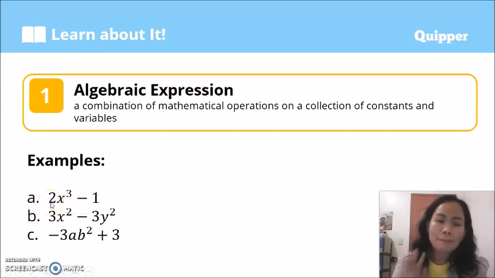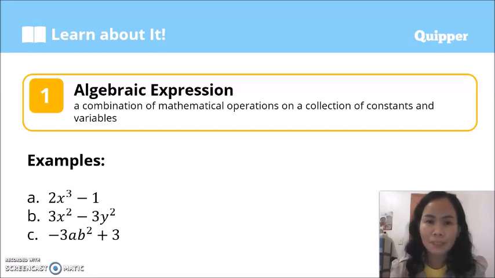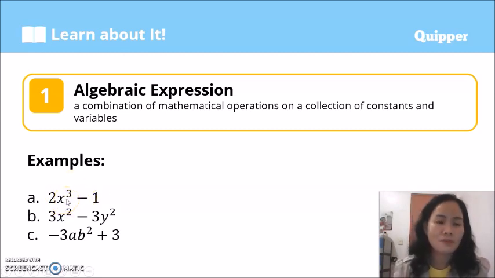Kapag may number at saka may letter na nagkatabi, ang mathematical operation involved dyan ay multiplication. Okay, again, number at saka letter nagkatabi, ibig sabihin multiplication. Or dalawang letters magkatabi, multiplication din yan. Okay? So, in this case, 2x cubed, so 2 times x cubed. Right? We also have exponents here, yung x cubed. Paano ibig sabihin yan? Mamaya, we are going to talk about that later.